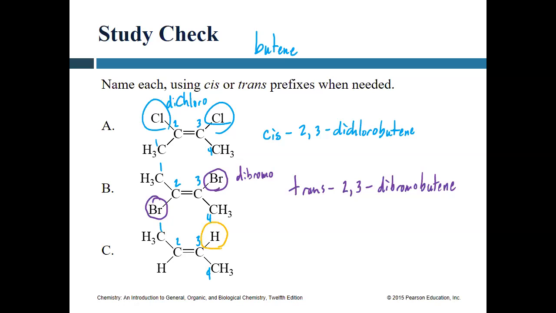In this last one, we have hydrogens as the subgroups. Those aren't subgroups. Hydrogen is just what's supposed to be there. So our name's going to be a little bit simpler here. We still have cis and trans because we can see that the chain is definitely coming through on the upside and the downside. So this is trans. This would just be trans-2-butene.